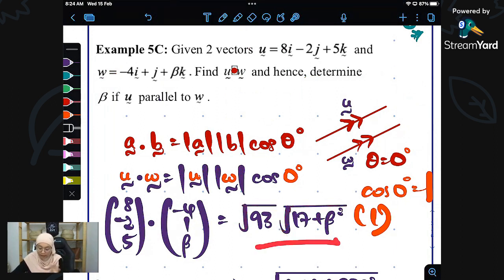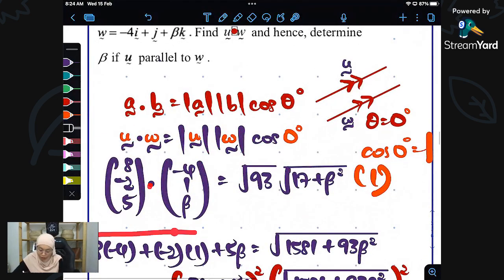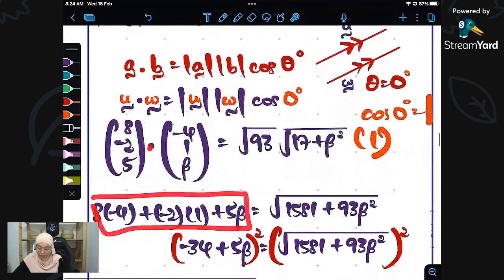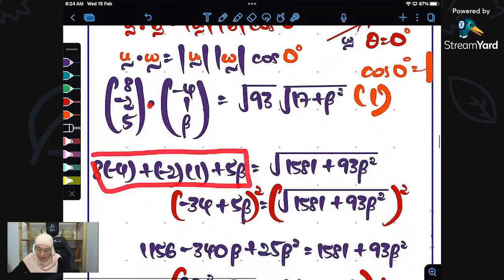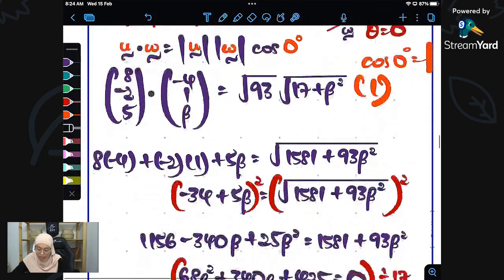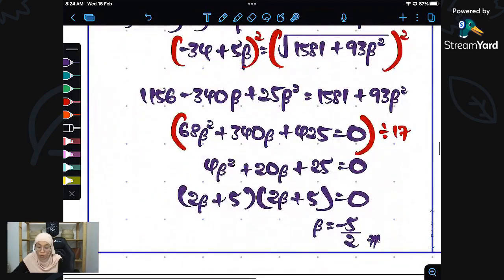So belakang dah settle, depan jangan lupa tulis. Both of this is dot product of the u vector dot with w vector. And so you just write it down and you solve this macam biasa. Solve this until you got the beta value. So the beta value is eventually equal to -5/2. So please do it by yourself and I stop here.